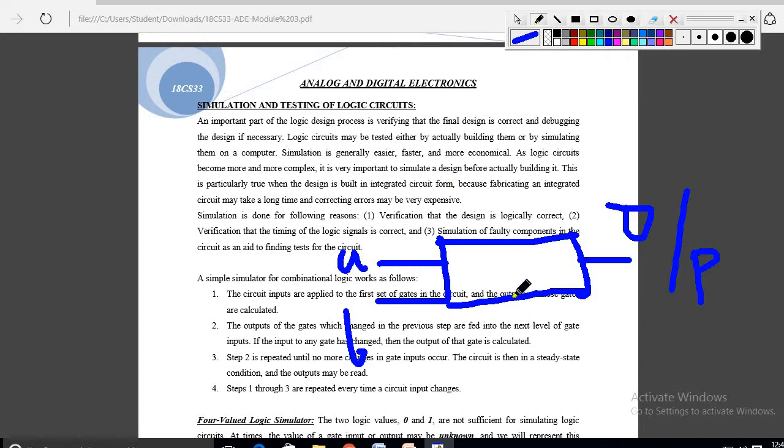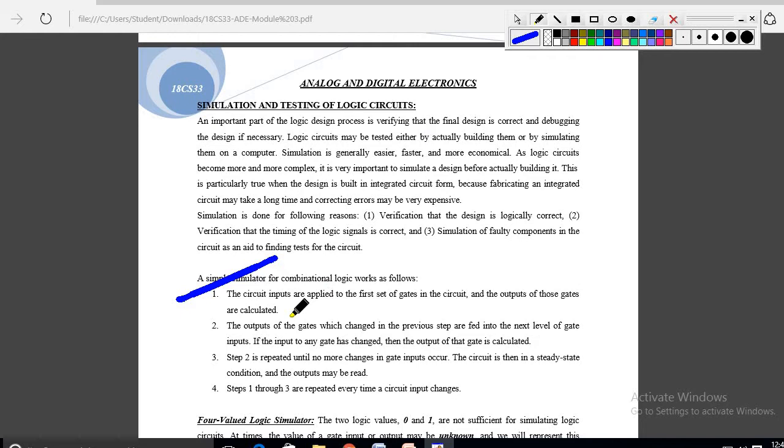Like that, complicated circuits will be there. We have to test whether the outputs for the inputs we are applying are correct or not. Second, the outputs of the gates which changed in the previous step are fed into the next level of gates. If the input of any gate has changed, the output of the gate is calculated.